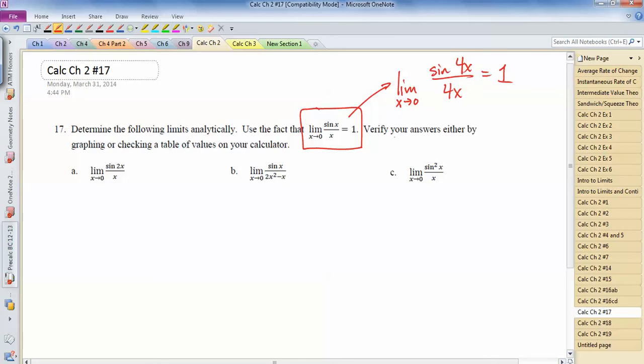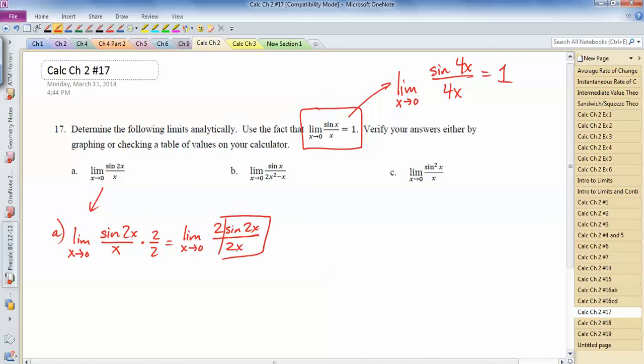A is not quite in the right form because it's 2x on top but x on the bottom. So in order to fix this one, A, what I'm going to do is multiply 2x over x by 2 over 2. So then what I get is the limit as x goes to 0 of 2 sine 2x all over 2x. And now this part is in the form that I like, so this part right here turns into 1. So really what I'm left with is 2 times 1, which is just 2.